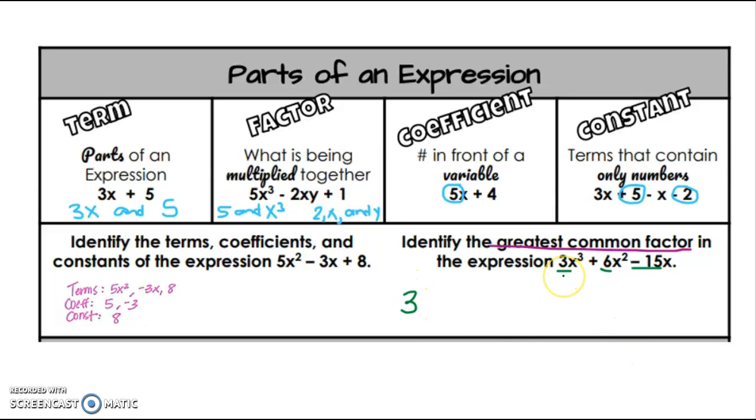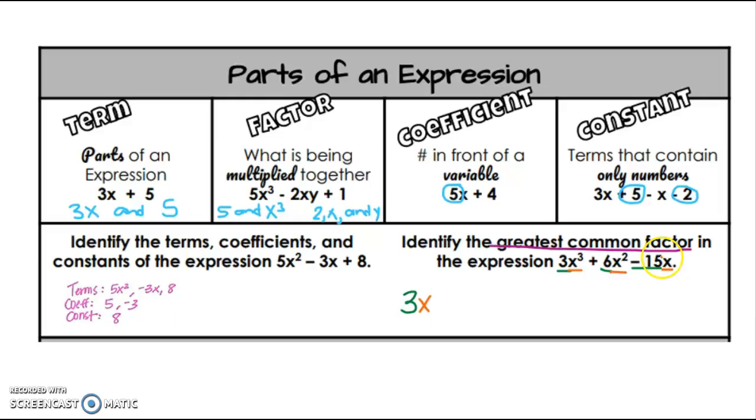3 can be divided by 3, so can 6 and negative 15. So I'm going to pull out a 3 or divide out a 3 from everything that's in that expression. If I look at the variables, I have x to the third, x to the second, x to the power of 1. So I want the most number of x's that I can take from everybody. Since my lowest power is right here at the end, x to the power of 1, that's the most x's I can take. I can't take more than what I have.